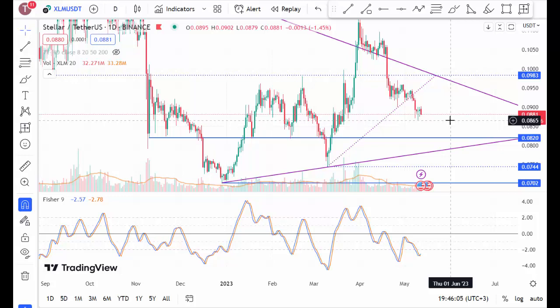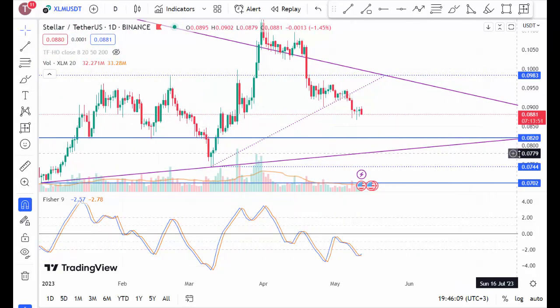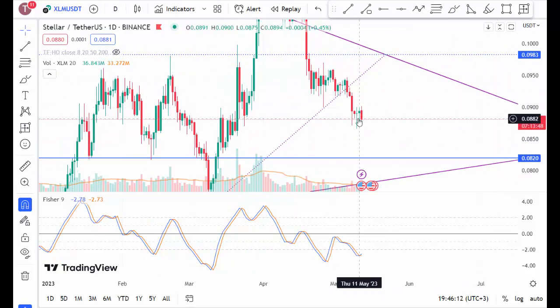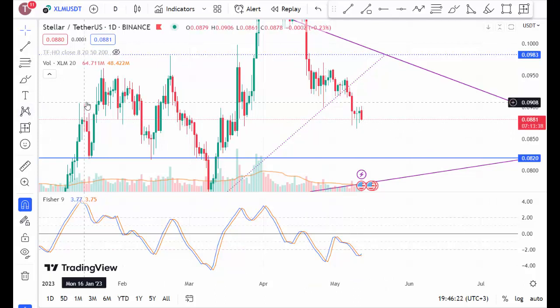But could it be a turning point? Of course, it could be, why not? After all, we can see that there were reversals at such points in the past. This point can be interpreted as an example. In addition, we already mentioned that Fisher gave a buy signal.